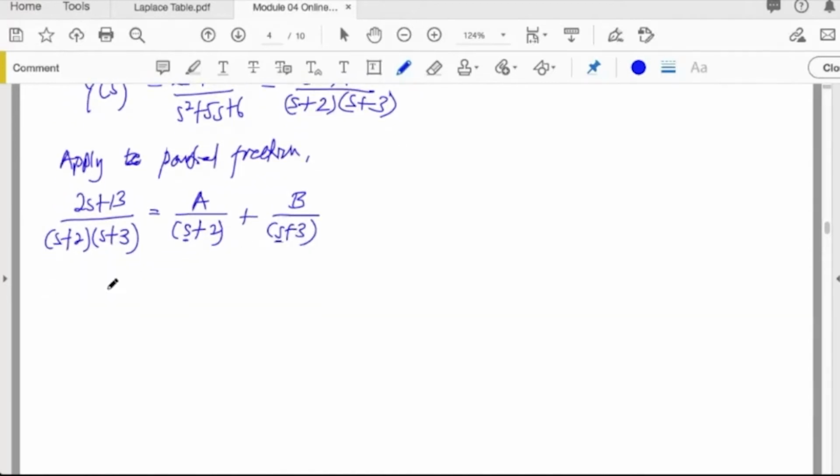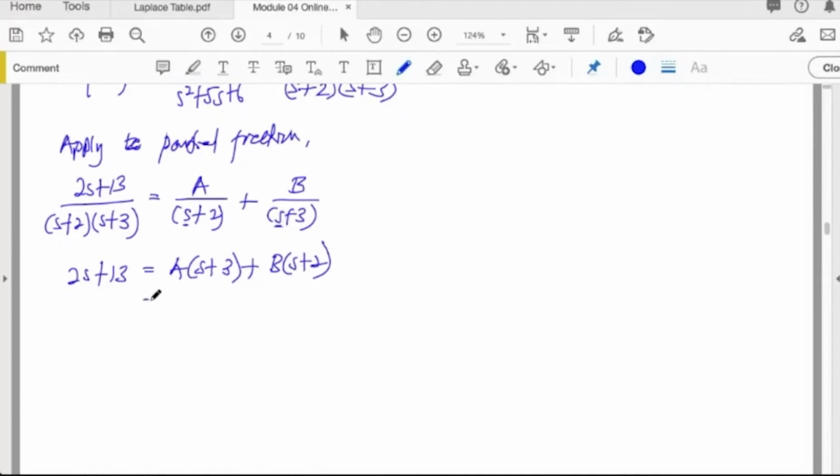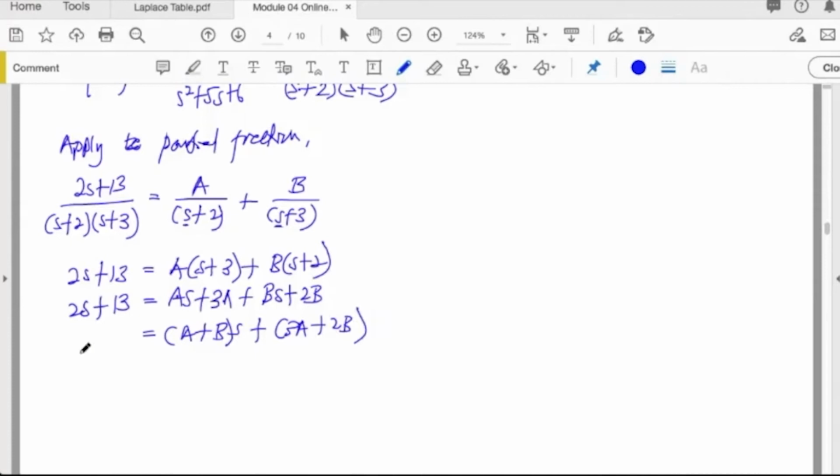Okay, so you solve it as usual. 2s plus 13 equals A multiply (s plus 3) plus B (s plus 2). Okay, you expand: As plus 3A plus Bs plus 2B equal to 2s plus 13. Okay, so s and s you can combine, (A plus B)s, and 3A plus 2B you can combine as well, equal to 2s plus 13.